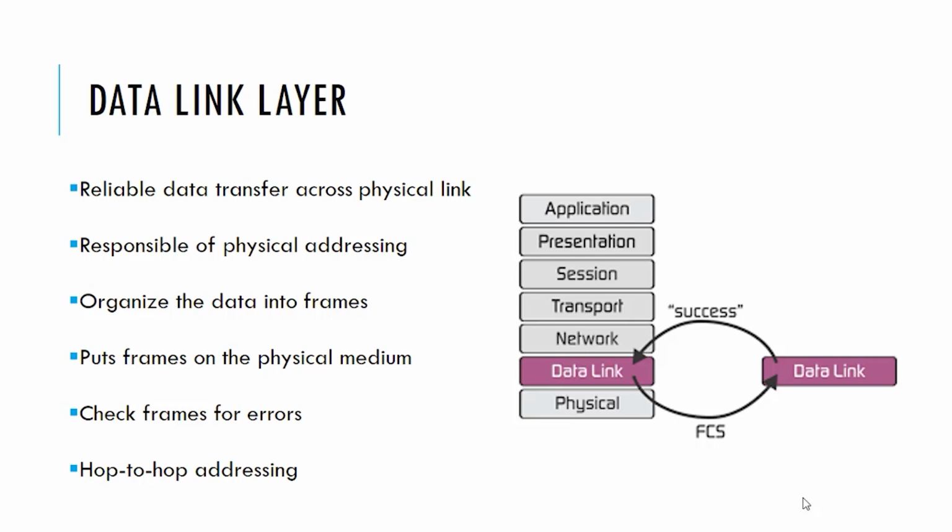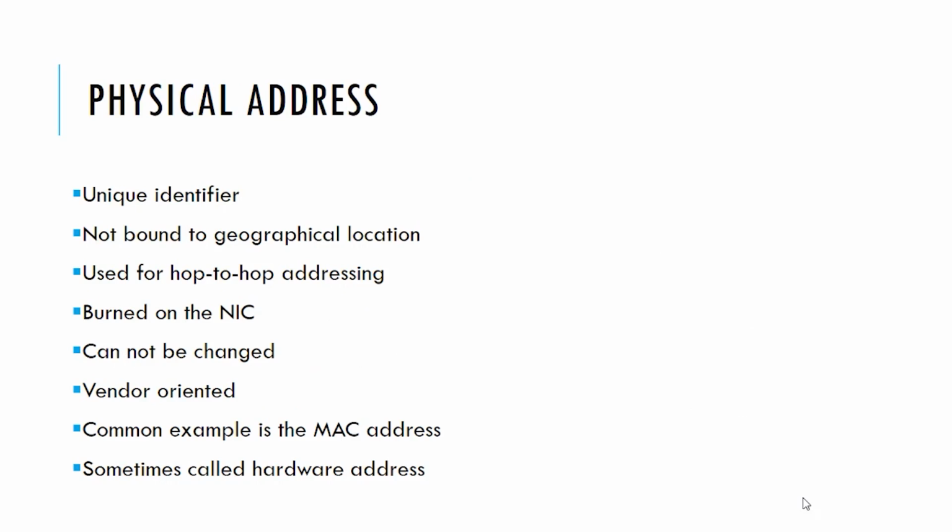The data link layer puts the frames onto the physical medium and checks for frame errors, and this checking does not include correction. It is just error detection only. It is responsible for hop-to-hop addressing on the range of the LAN domain, addressing with the physical address. The physical address is a unique identifier that cannot be repeated. It is not logical, it is not bound to the geographical location. It is only used for hop-to-hop addressing to identify the machine on the LAN domain.